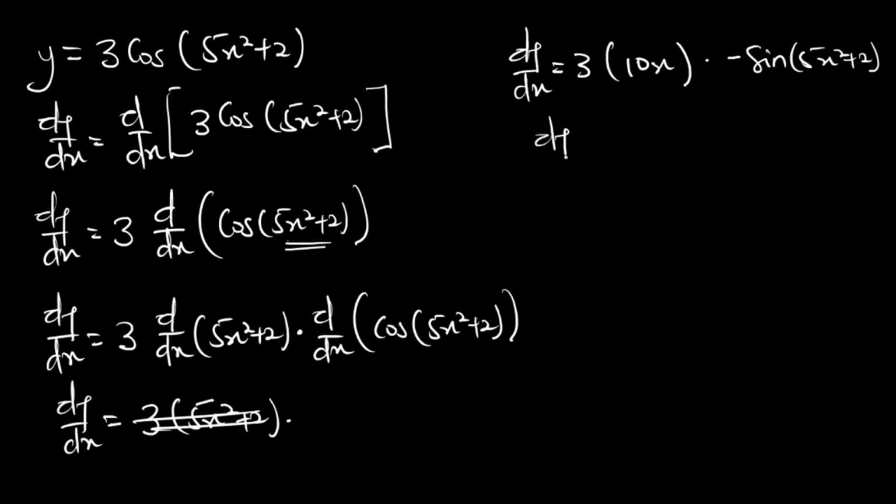Okay, so it means my dy/dx will now be equal to, the negative will affect everything over here, so it becomes what? Negative 30x sin(5x² + 2) as the answer after we differentiate this function.